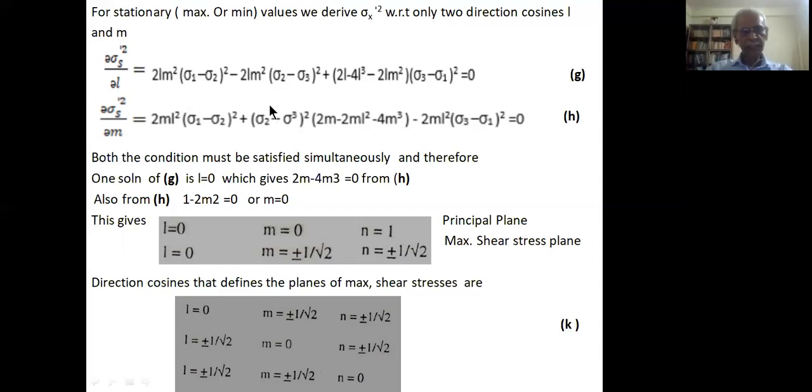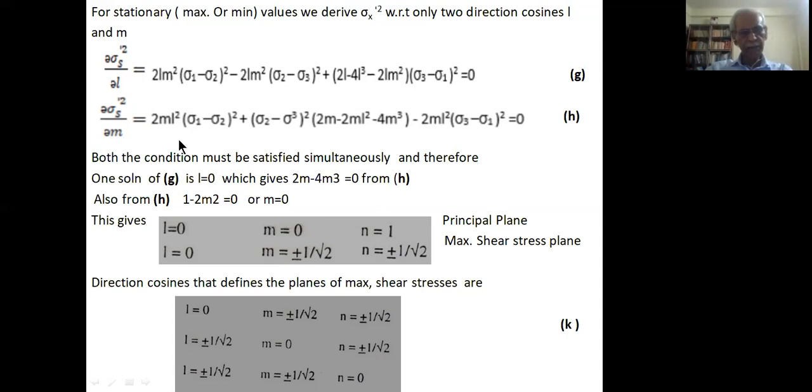Equation G will be satisfied if we take L equal to 0. That is very simple, because there is L in all the parts, all the components. L is here, L is here, L is here. So if we take L equal to 0, then equation G is satisfied. Okay? What does it mean?